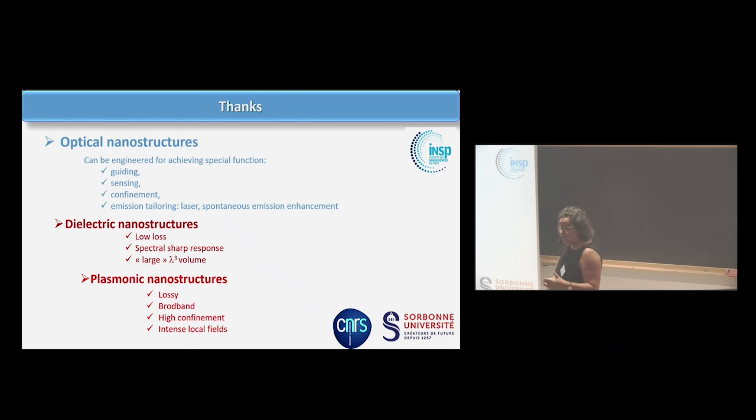Dielectric nanostructures are very interesting because they have low loss. That's why you can have a spectrally sharp response. The limitation is the size of the volume, which is quite large, about lambda cubed. Plasmonic nanostructures are much smaller, but they are lossy. They are broadband. I don't know which is the best. It depends on what you want to do, sharp response or broadband. And you can have high confinement and locally intense field.